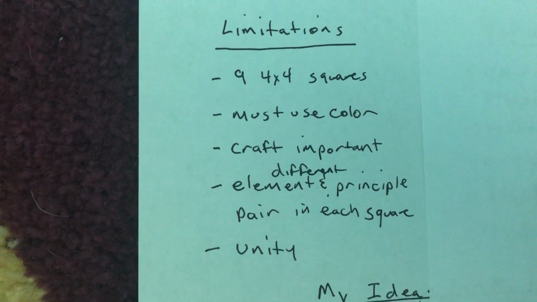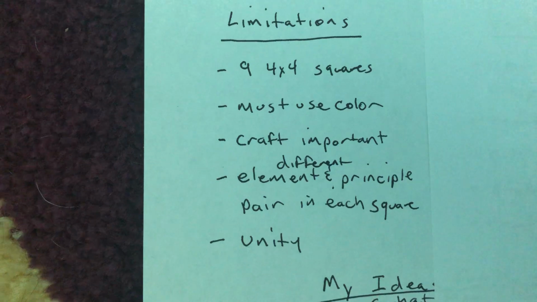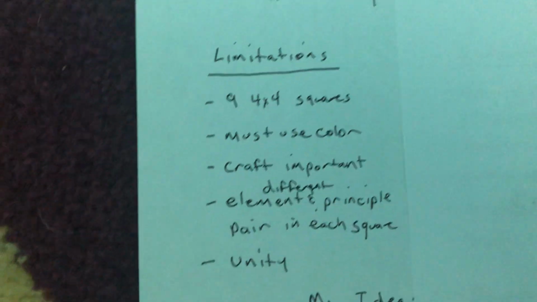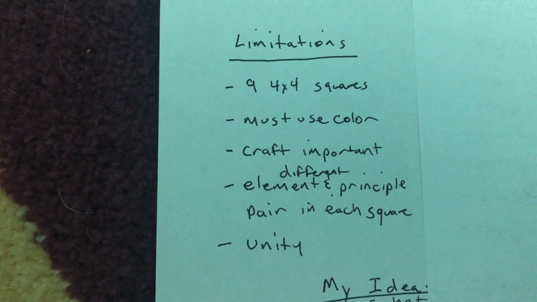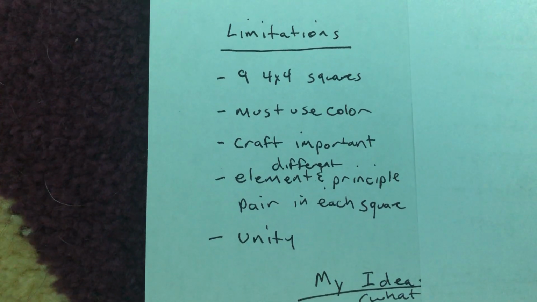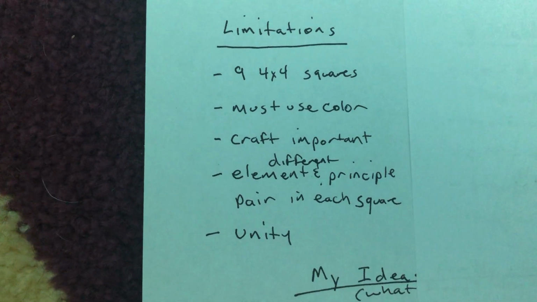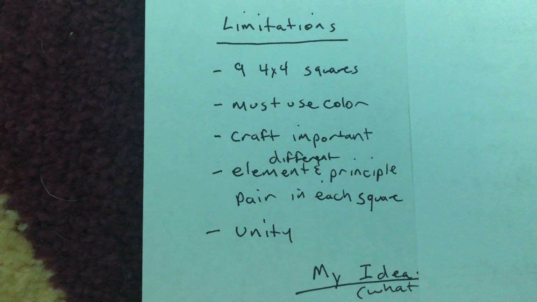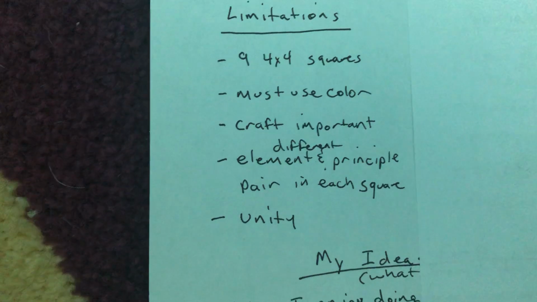Now for us, a lot of the limitations are set up in the rubric. So I know that the drawing has to be made of 9 4x4 squares. I know it has to use color. I know that craft is important, so I'll have to take my time and be careful with the making of my work. I know that a different element and principle have to be represented in each square that I make. And I know that my overall design has to be unified and show unity.